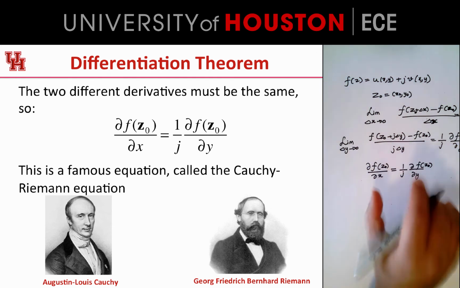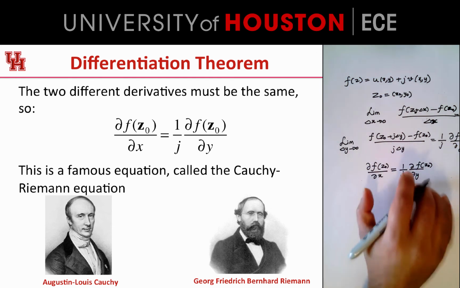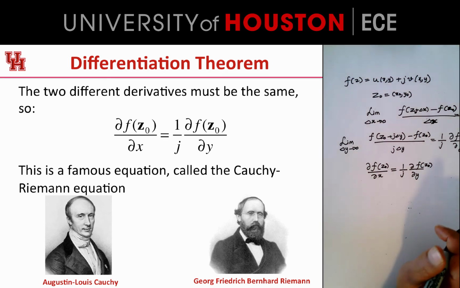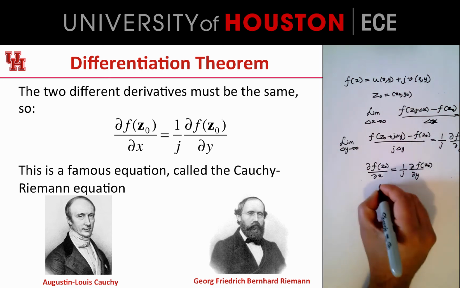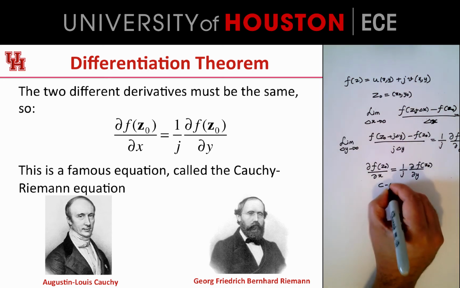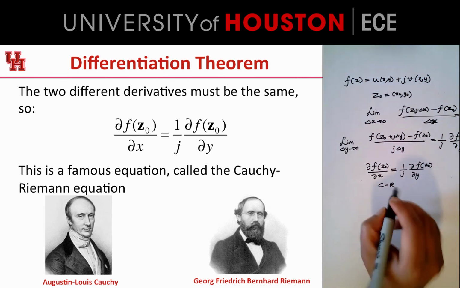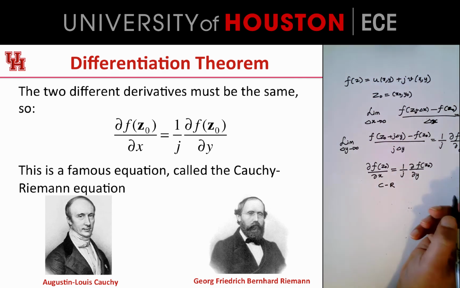Now, this simple observation is a famous one. I think two different mathematicians, one in France, Augustin Louis Cauchy, and a gentleman in Germany, Georg Friedrich Bernhard Riemann, arrived at the same thing. So for this reason, it's known as the Cauchy-Riemann equation. I like to call it the CR equation.